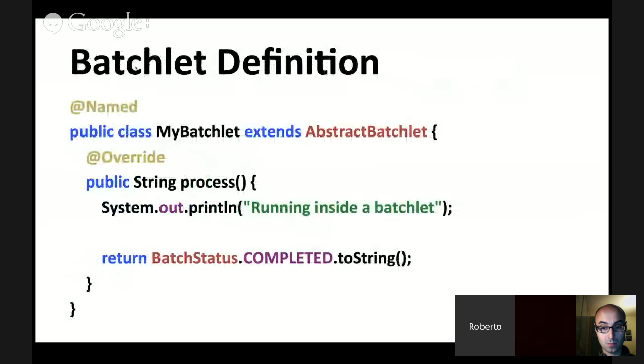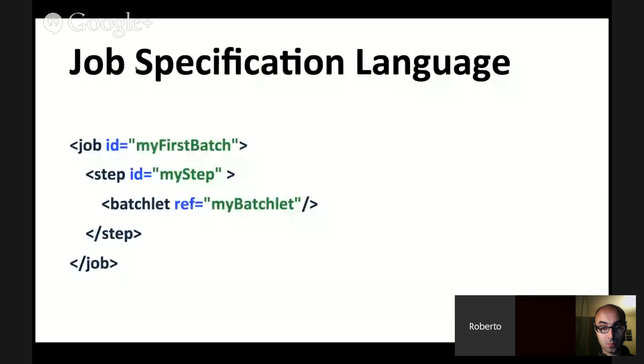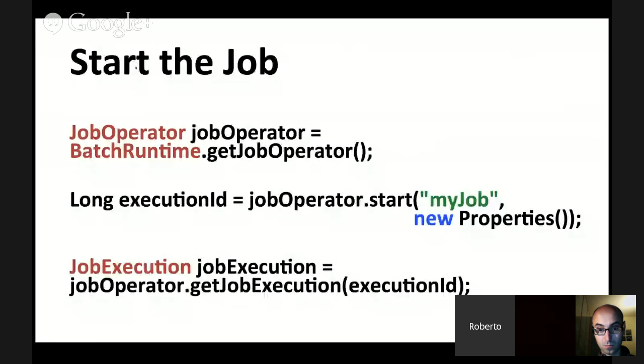And now, I have my batchlet and I have my XML. Now I want to start the job, right? When I want to start the job, I want to get a job operator instance from BatchRuntime. BatchRuntime is something from the API, so you have to have the Batch EE or the JSR 352 API jar on your classpath. And you're going to do BatchRuntime.getJobOperator, and that's going to give you the job operator instance.